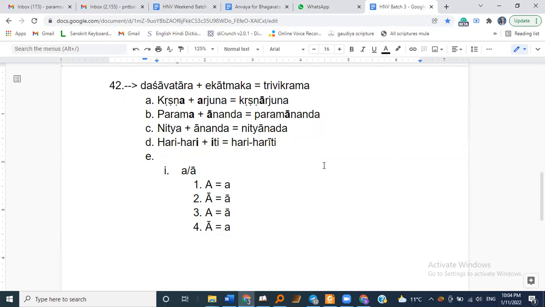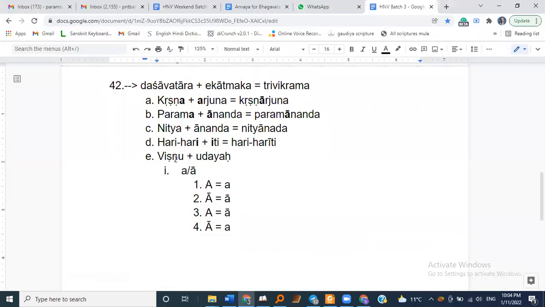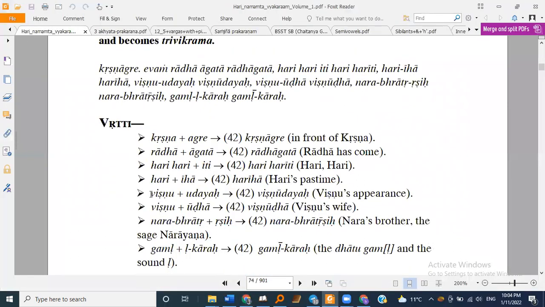And likewise, Jīva Gosvāmī gives other examples. One example he gives is Vishnu Yukta Udayaha. So this U is a Dashavatara, and the following U is an ekatmaka of that Dashavatara. So both of them are replaced by Trivikrama, and we get Vishnudayaha.